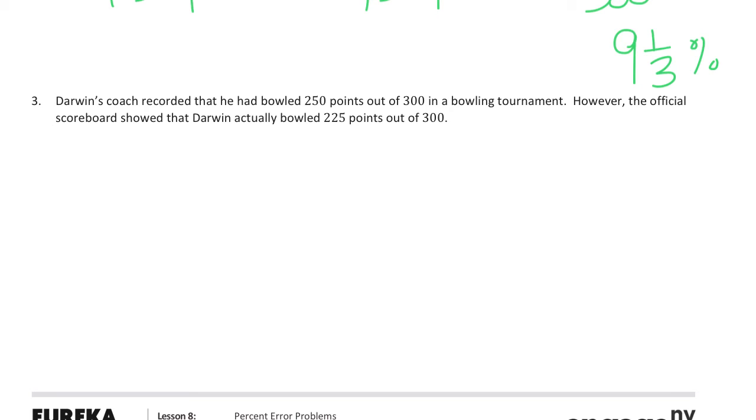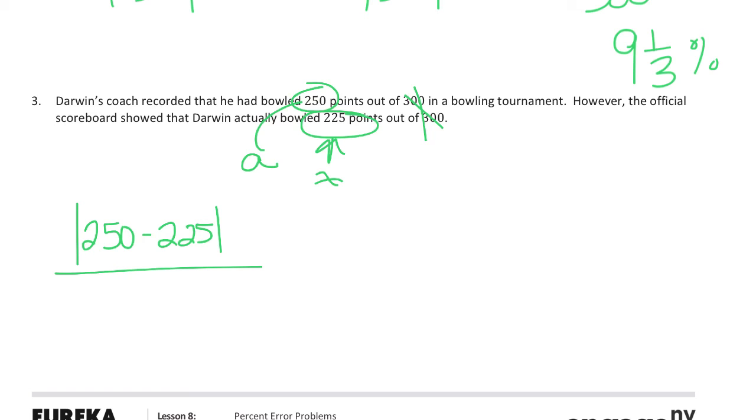Darwin's coach recorded that he had bowled 250 points out of 300 in a bowling tournament. However, the official scoreboard showed that Darwin actually bowled 225 points out of 300. So we don't need the 300s for what we're doing. The 225 points was the actual amount, and the 250 was the coach's approximation. So 250 minus 225, absolute value of that subtraction over the absolute value of 225. Take that times 100. So I subtract and I get 25.